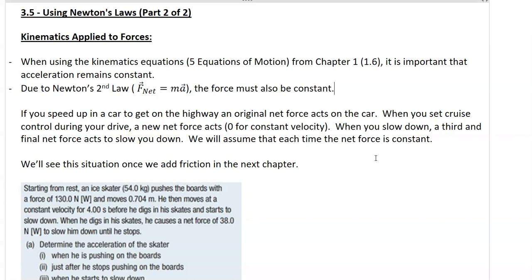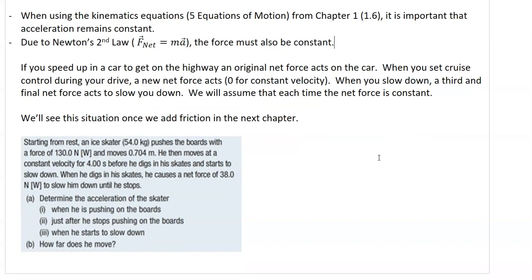Now we're going to look at a situation that doesn't have to do with speeding up, slowing down and driving at a constant velocity on a highway, but we're going to deal with someone pushing off the boards as a skater, gliding across the ice, and then slowing down and coming to a rest. So very similar to that situation.